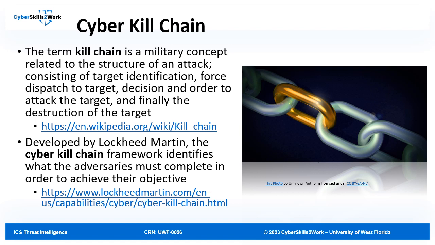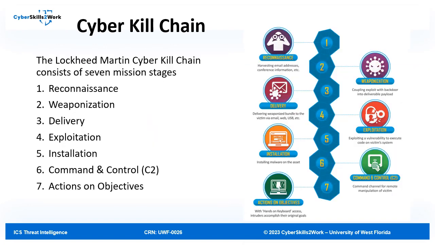The term kill chain is a military concept related to the structure of an attack, consisting of target identification, force dispatch to target, decision and order to attack the target, and finally the destruction of the target. Developed by Lockheed Martin, the Cyber Kill Chain framework identifies what the adversaries must complete in order to achieve their objective. The Lockheed Martin Cyber Kill Chain consists of 7 mission stages.